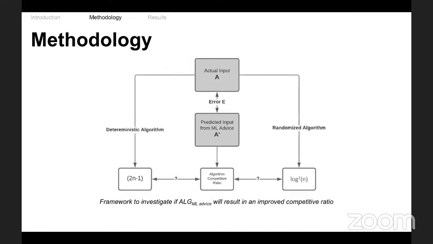We will use the algorithm to process the predicted matrix, in which we will get a competitive ratio, which we could compare to those benchmark algorithms for the online algorithm. We will compare them in our analysis to see if this new approach of machine learned advice will bring improvements to the computation.